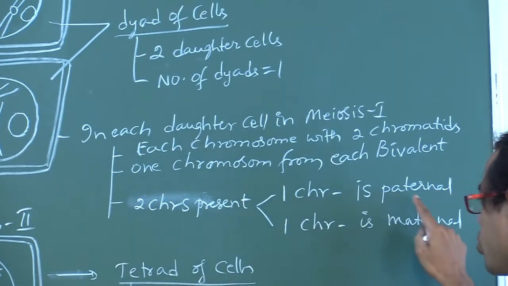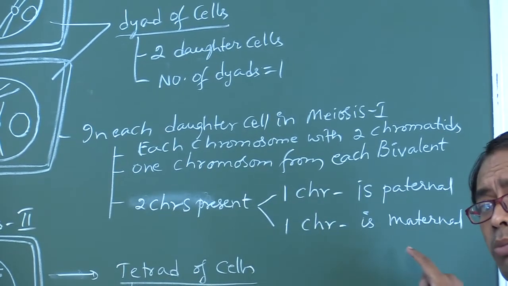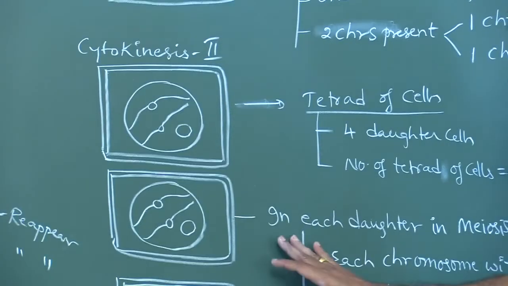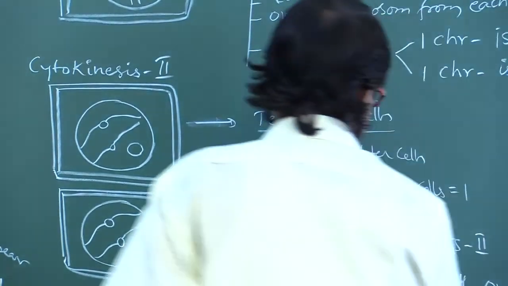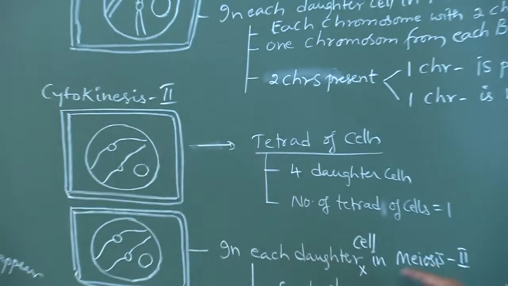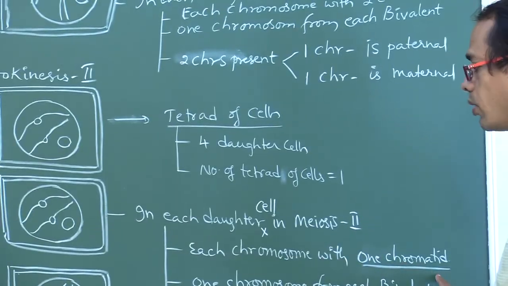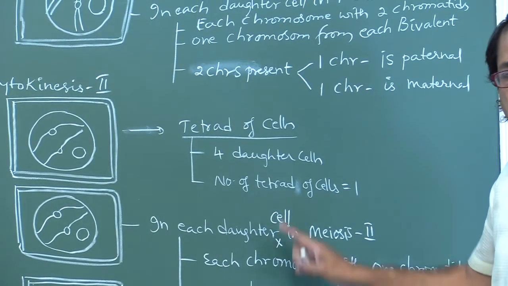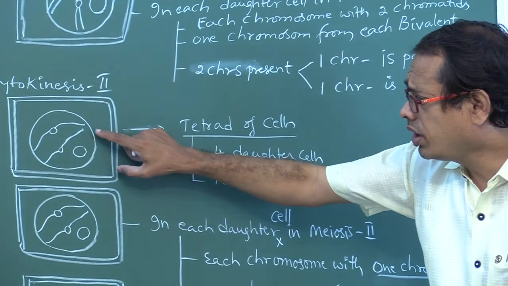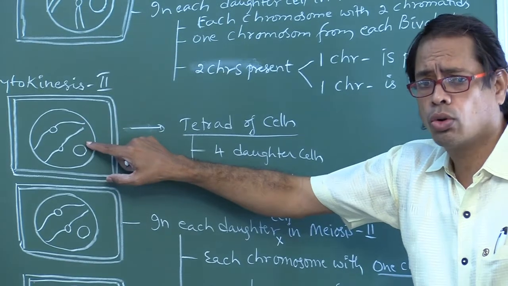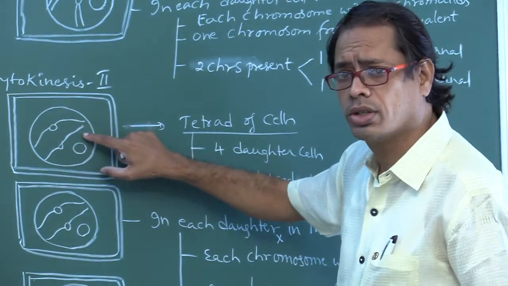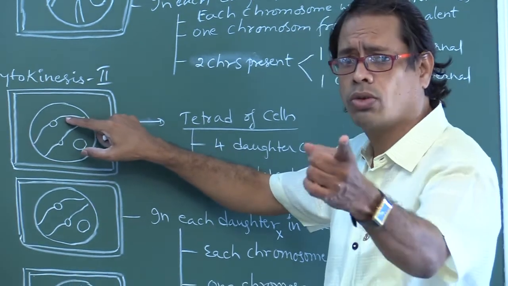One chromosome belongs to paternal, another chromosome belongs to maternal. Here, if you observe the cytokinesis 2, in each daughter cell in meiosis 2, each chromosome has 1 chromatid. That is the difference. In meiosis 2, each daughter cell is having 2 chromosomes. Each chromosome with 1 chromatid.